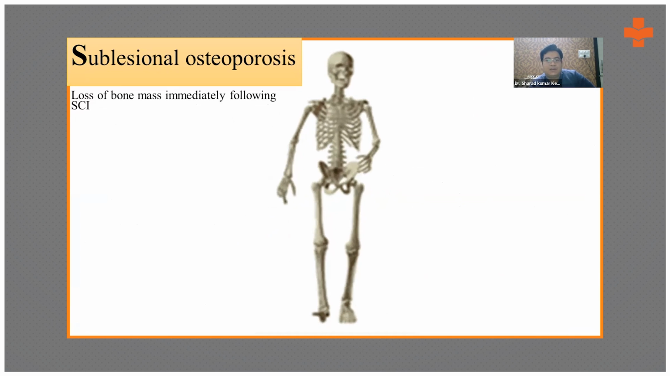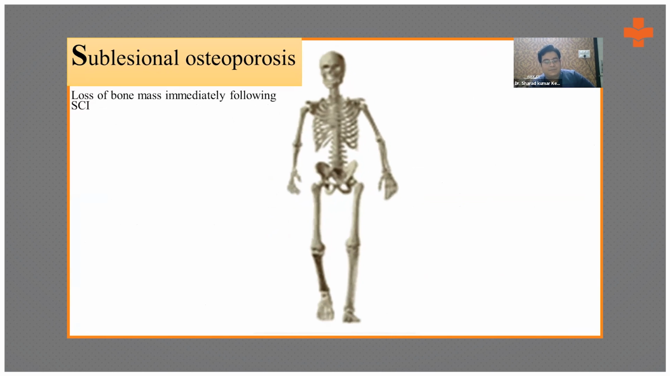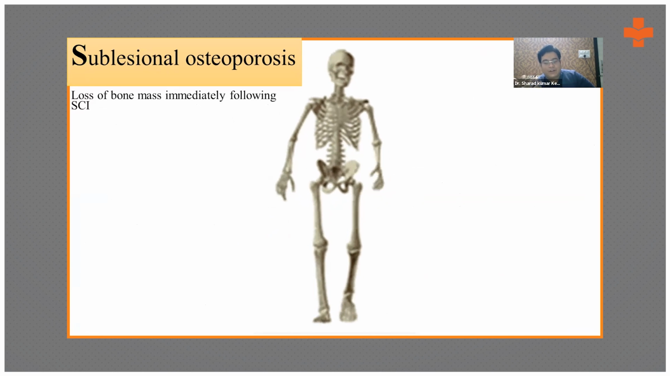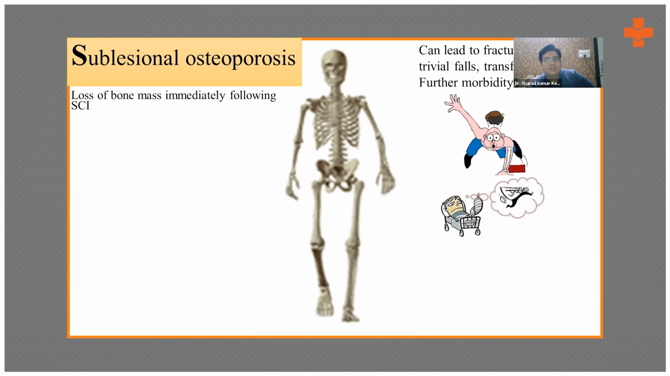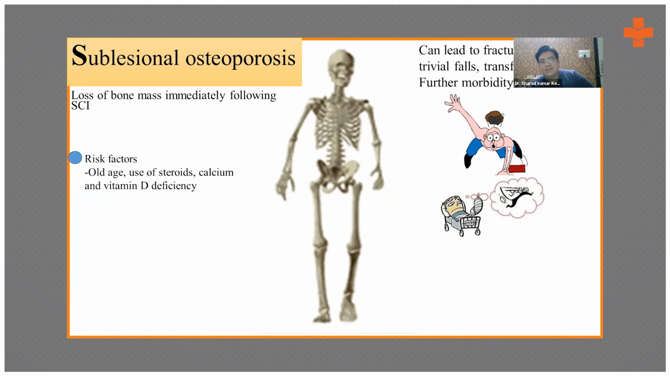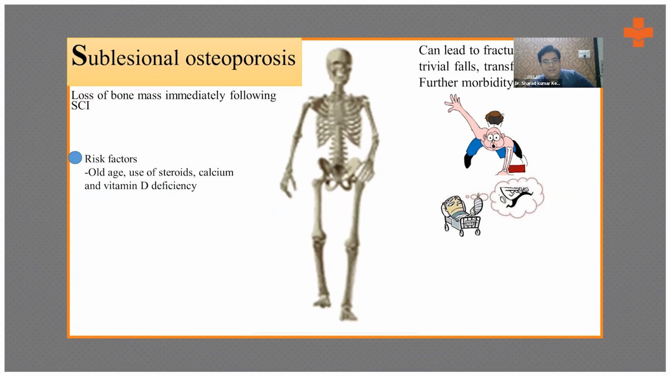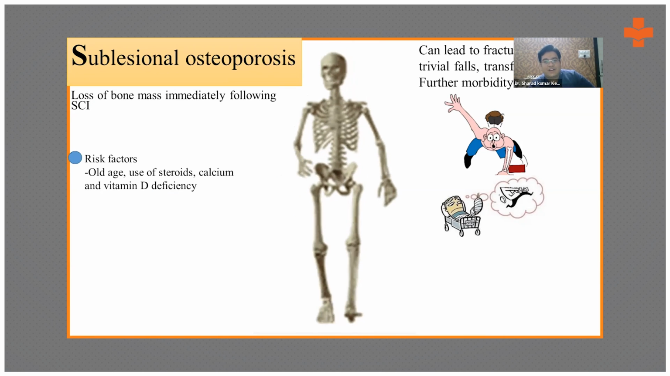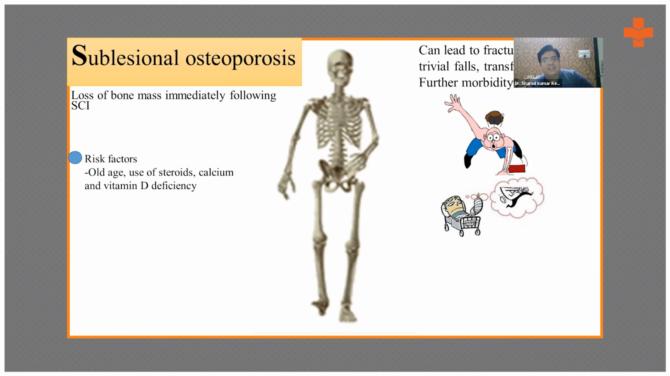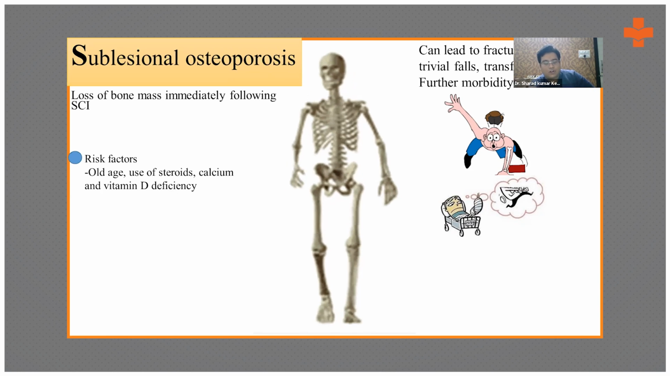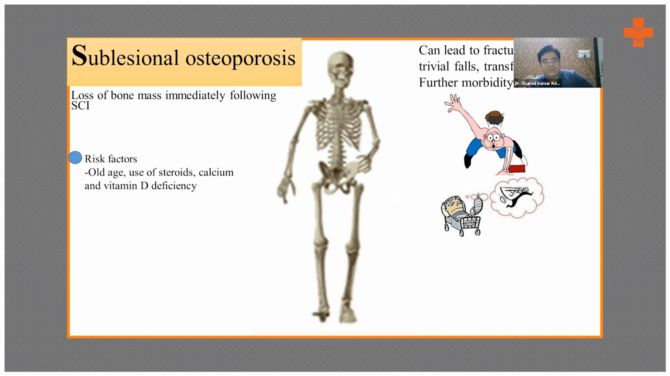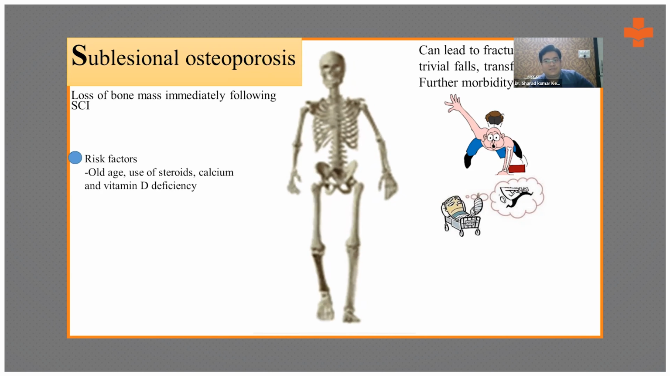Sublesional osteoporosis, because the patient is not moving his limb. Suppose a bedridden patient is coming to you, he will have continuous bone loss. Okay, so this can lead to falls, trivial falls, difficulty in transfers, and further increases the morbidity. What are the risk factors? Again, if the patient is an old patient and he uses steroid in some form or the other for a long time, and calcium and vitamin D deficiency is additionally there, then this process becomes faster.